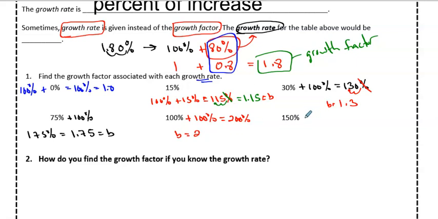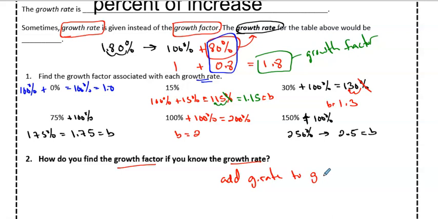150%. Well, I'll take that. So plus the 100% you start with gives you 250%, and as a decimal is 2.5, and that is my growth factor. So how do you find the growth factor given the growth rate? You add the growth rate to 1, and then convert to a decimal.